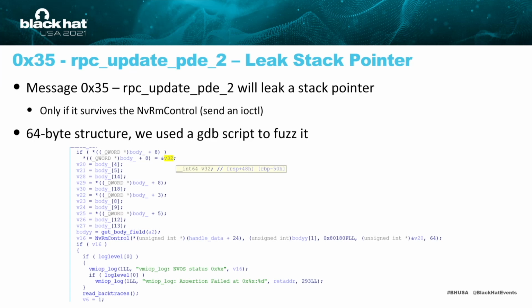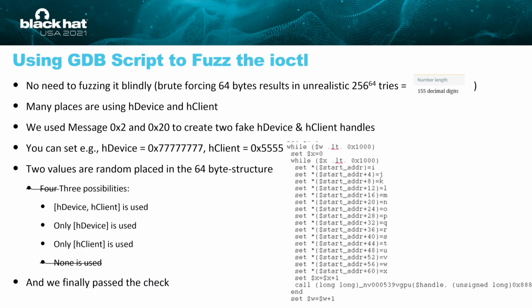But we had some trouble when debugging it. The IO control failed every time, and this structure is as big as 164 bytes of data. Obviously, brute forcing it is unreasonable. So we used a GDB script to fuzz it, and finally we made it return successfully. Compared to brute forcing 164 bytes, it is better to use a little randomization during the fuzzing.